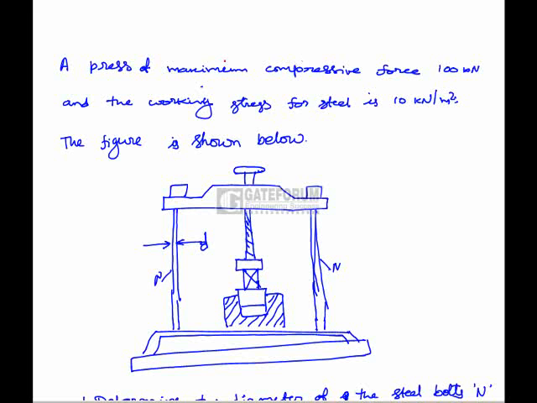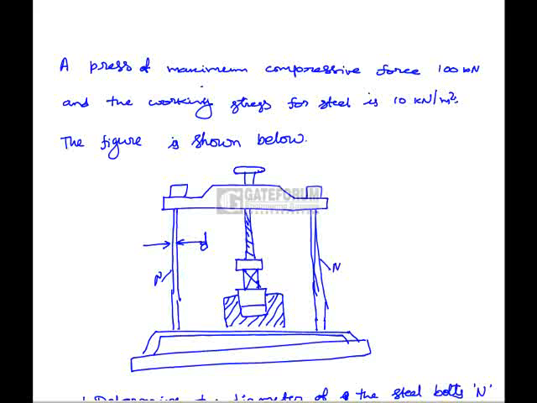Maximum compressive force 100 kilonewton and the working stress for steel is 10 kilonewton per meter square. The figure is shown below. So here in the given diagram, these are the bolts of diameter D and they are indicated by N.